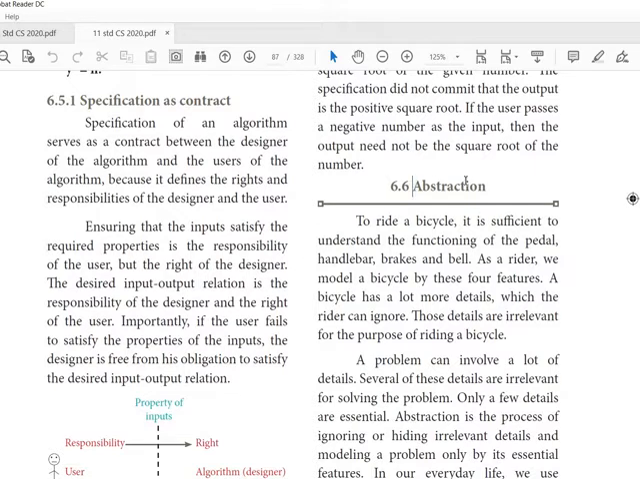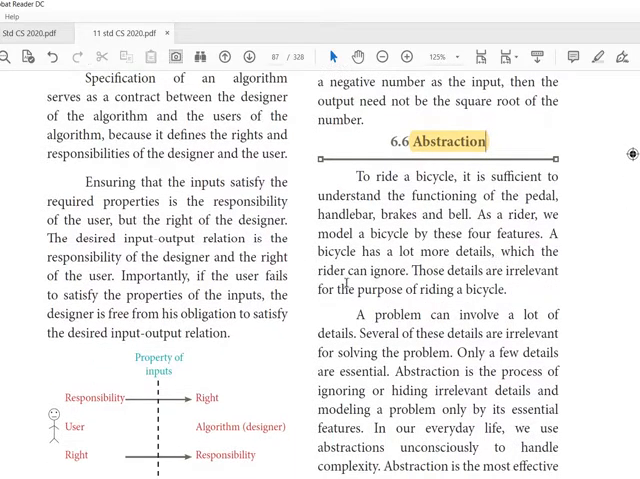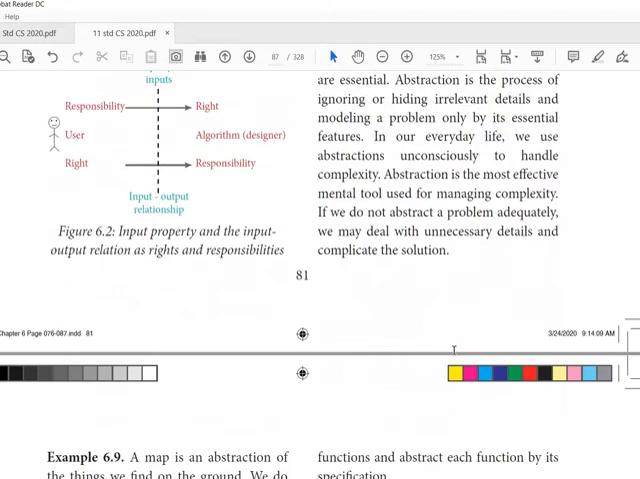In the book, abstraction: to ride a bicycle, it is sufficient to understand the functioning of a pedal, handlebar, brakes and bell. As a rider, we model a bicycle by these four features. A bicycle has a lot more details which the rider can ignore. So this concept is said to be the abstraction.